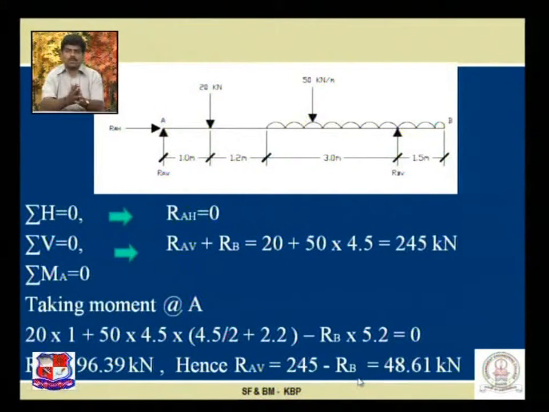By putting the value of RB in this equation, we get RAV is equal to 48.61 kilonewton. Now, by knowing all three reactions, we have to plot the shear force diagram and bending moment diagram using the basic concept.